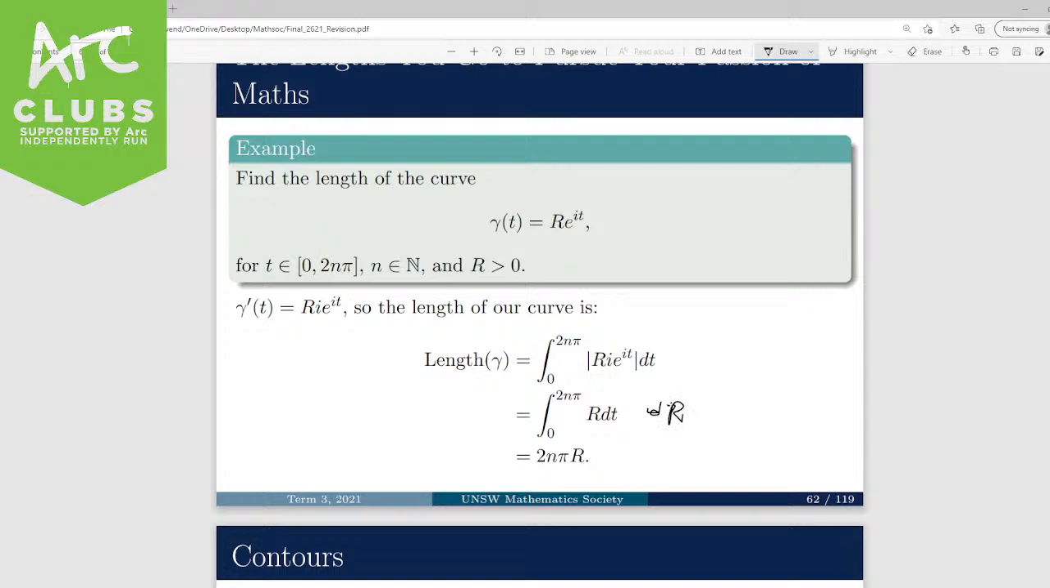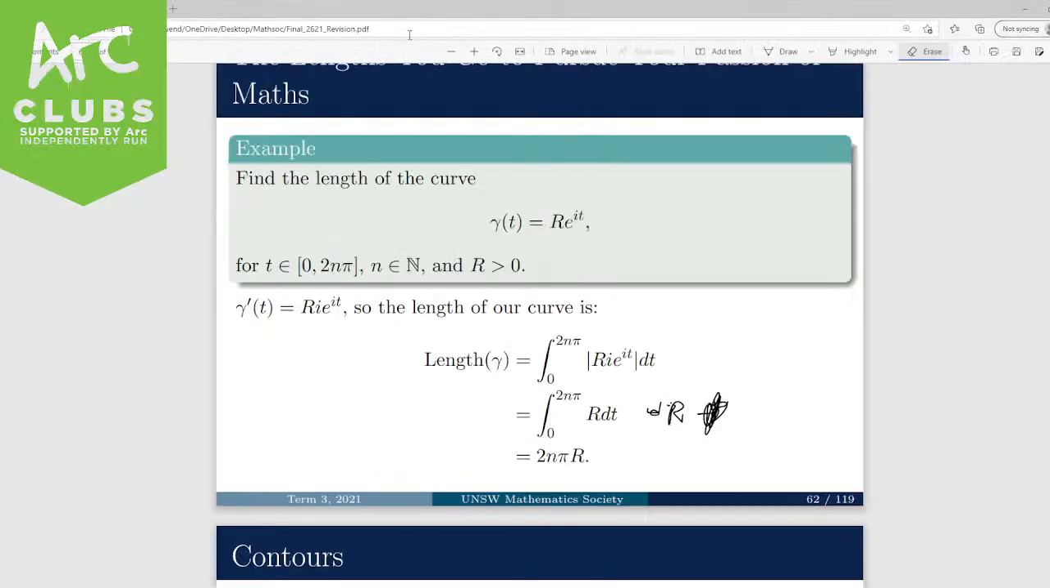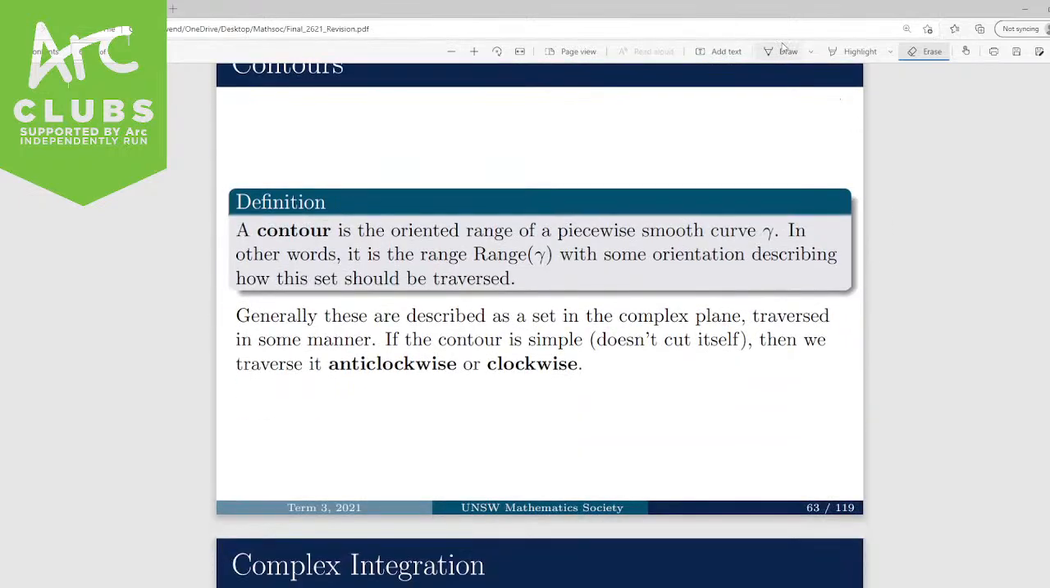Oh, my pen is actually permanently broken. That's really sad. Okay, so that integrates to t, and you can sub in the upper and lower bounds of 2m pi and 0 to get 2m pi minus 0, and that's how you get the 2m pi r. Ugh, need to fix that.